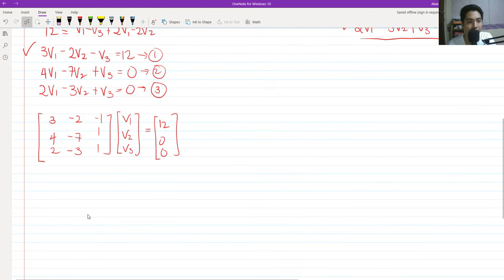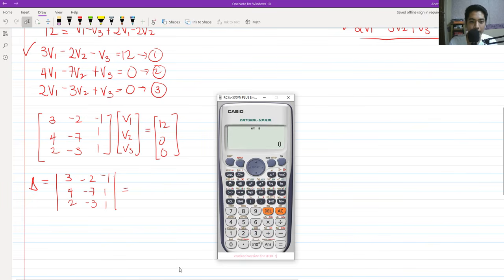Okay, so get the determinant of this. That is our delta. So 3, 4, 2, negative 2, negative 7, negative 3, negative 1, 1, 1. So get the determinant of that by our calculator.